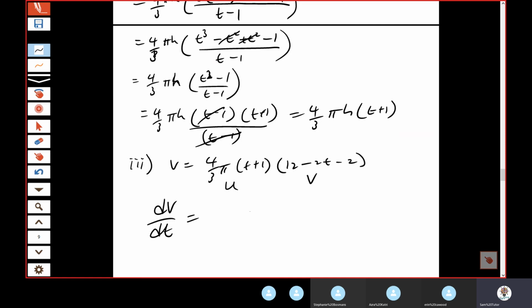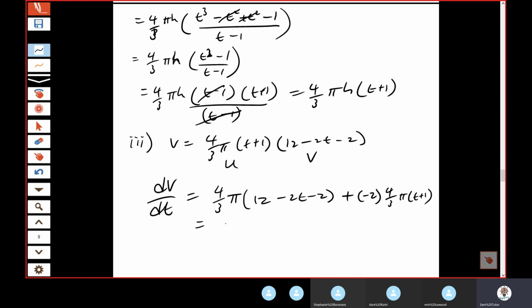Differentiate this first bracket. Derivative of T plus 1 is just going to be 1, times 4 on 3 pi. Do we agree with that? That's u dash, can we see that? Times v. Plus v dash, the derivative of this, which is negative 2, times the first whole thing. All right, and then expand. Yes?